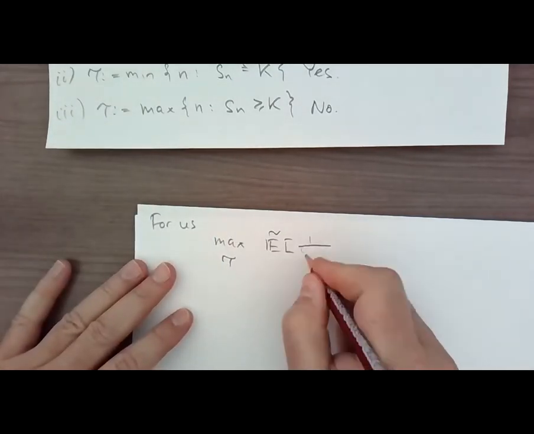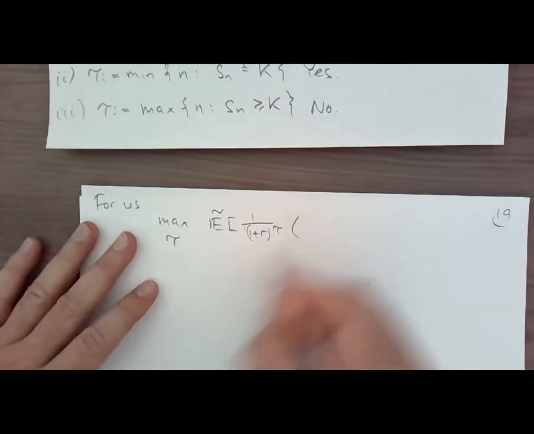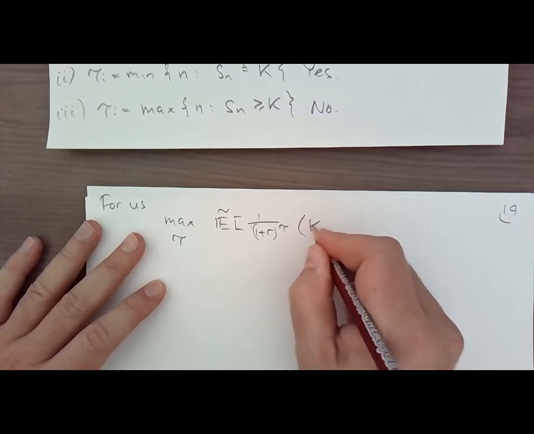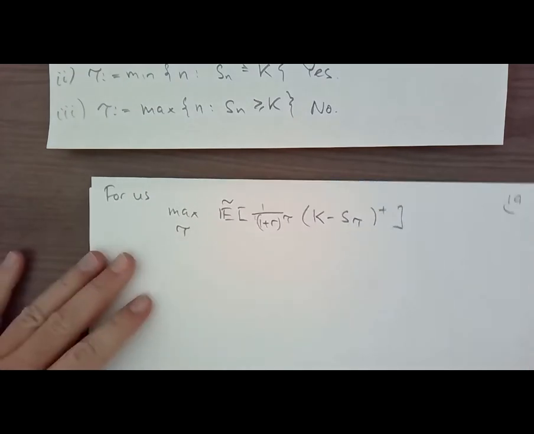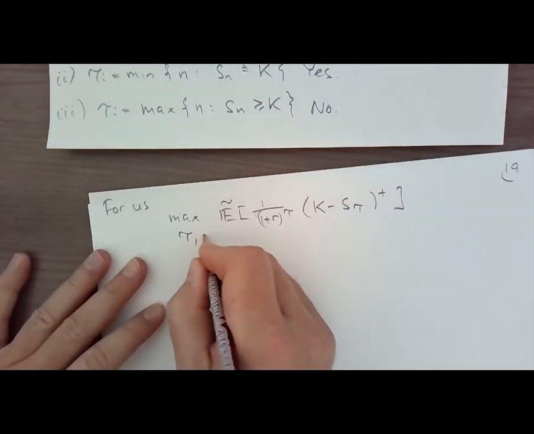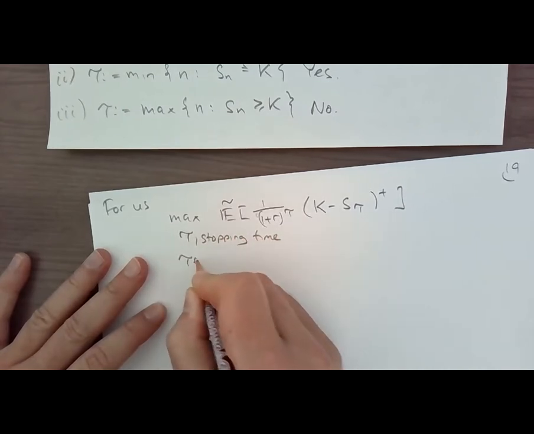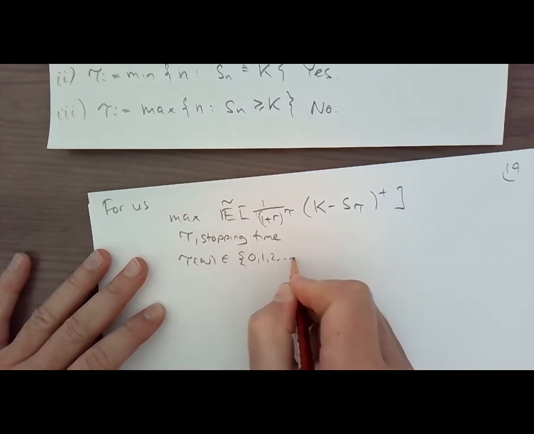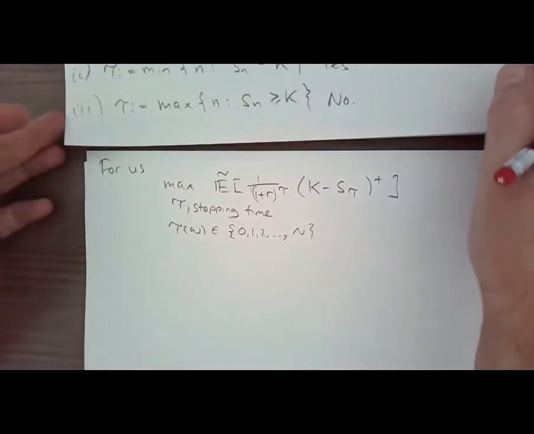Typically, we do discrete compounding. So we look at expressions like this one. If we have a put, it's K minus S_tau. And then we're taking the max over T, stopping time, where tau of omega takes values, say, between 0, 1, 2, up to n. Or you can put in a different intrinsic value here, like the straddle that we talked about in the beginning.